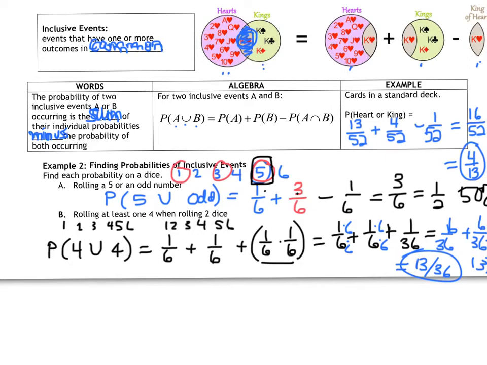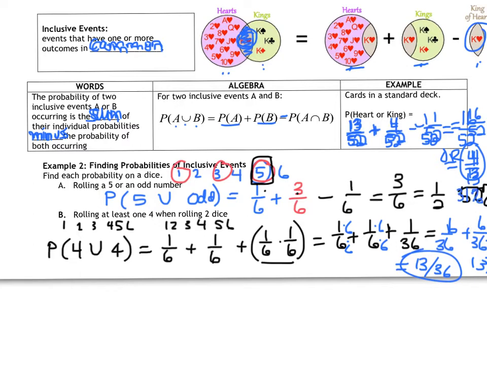So the formula says take the first event, such as getting a heart, plus the second event, which would be like getting a king, and then you have to subtract the possibility of both. So we would subtract the king of hearts. So let's do that. The probability of getting a heart is 13 out of 52. The probability of getting a king is 4 out of 52, and there's only one king of hearts, so we'll subtract that. So 13 plus 4 is 17, minus 1 is 16 over 52, or 4 out of 13, or 31%.